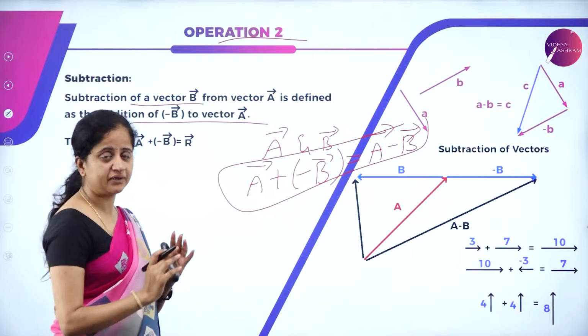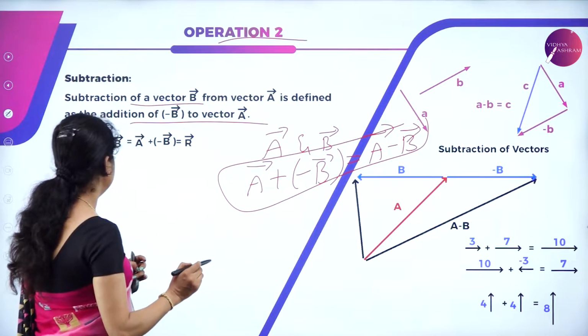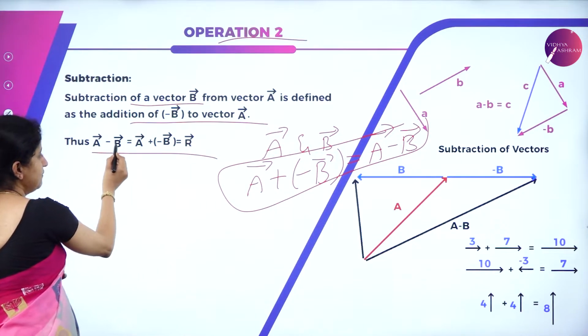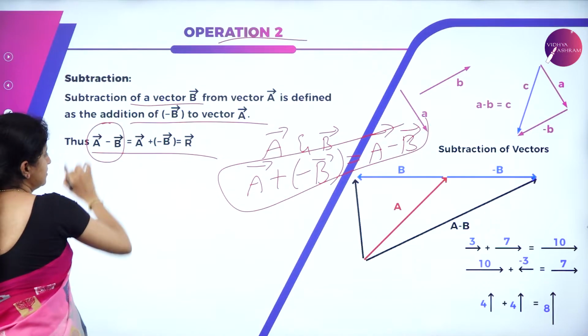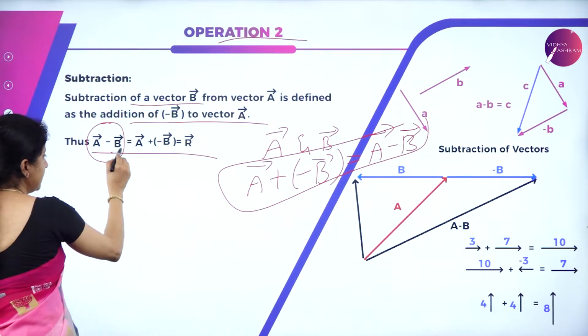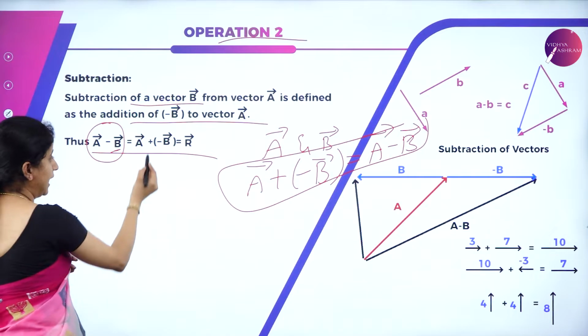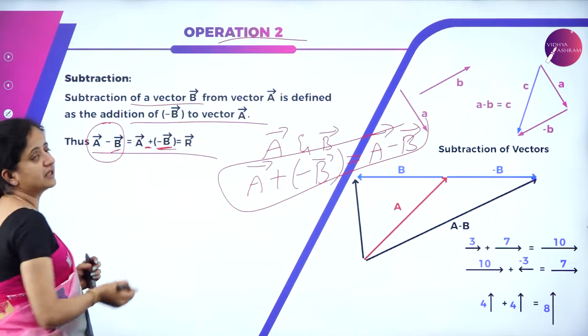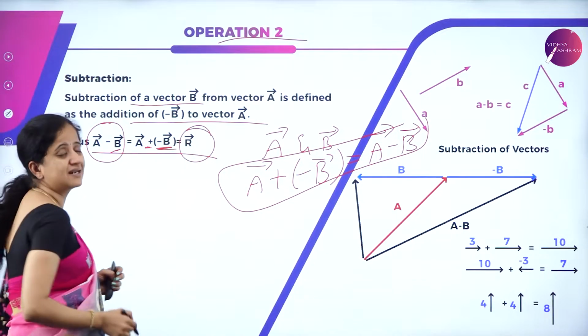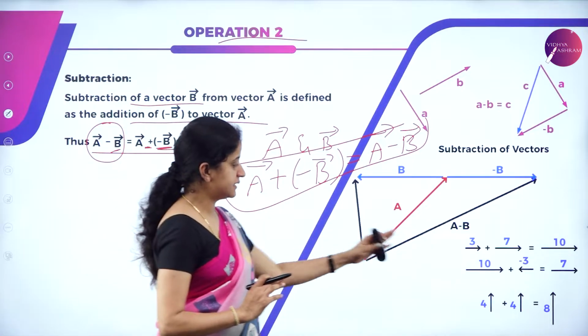So that is how vector subtraction is to be done. Say for example, vector a minus vector b. To perform this operation, which means to subtract b from a, we have to add the negative of vector b, which will be our resultant. So you can take this simple example.